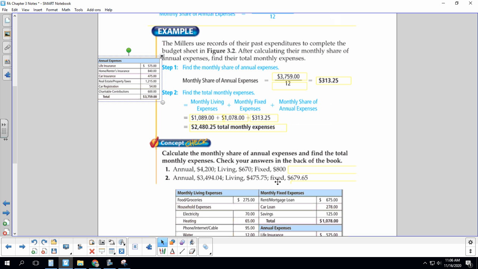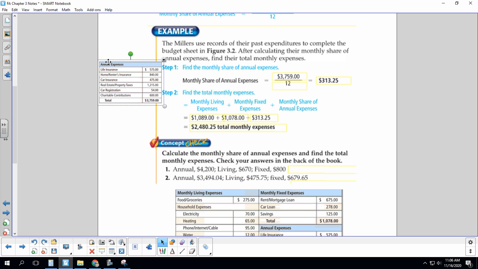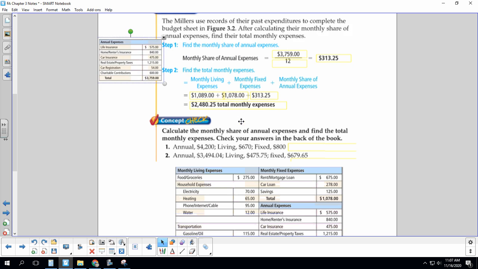All right, I pulled the chart, figure 3.2, and pasted it down here. But just to look at their annual expenses, when you add life insurance, home renter's insurance, car insurance, real estate property taxes, car registration, and charitable contributions, after you add all those annual expenses together, this is the one time a year, we get $3,759. But we want to be able to budget it for each month. So we divide that amount by 12 and we get $313.25.